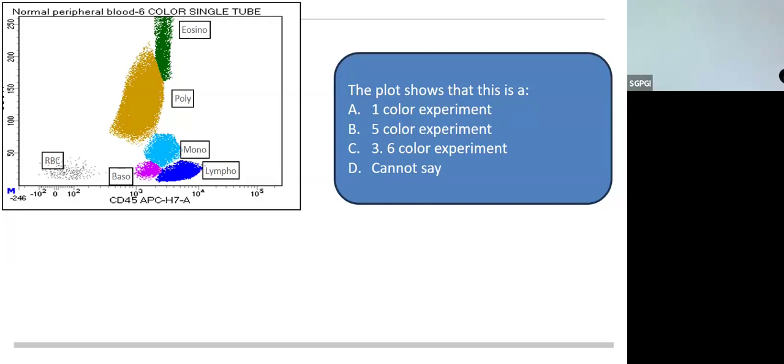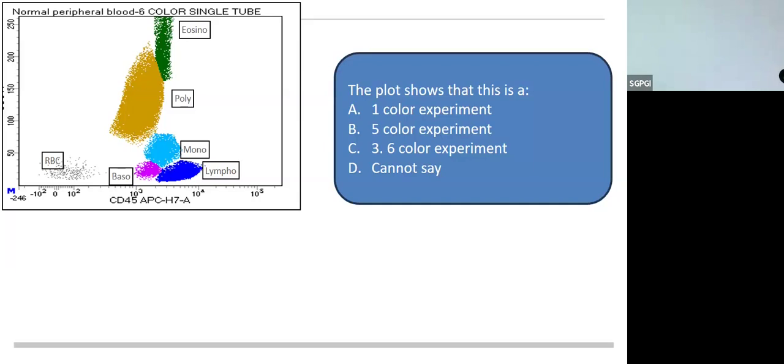Fine. So why am I showing this picture? Color does not mean the color of these plots. Color means how many fluorophores you have used. So if there is a single fluorophore, APCS7, and with APCS7 I get 6 populations, I put a gate around each of these populations, they will automatically get a different color. Fine. So I can have 100 colors with 1 fluorophore. That's not a 100 color experiment, that's a single color experiment.